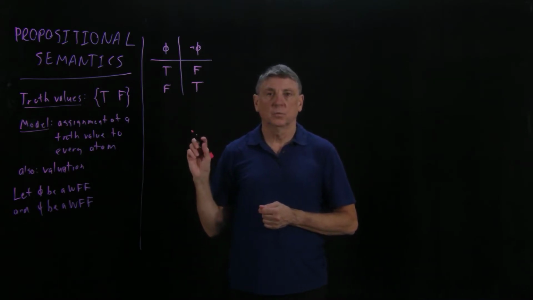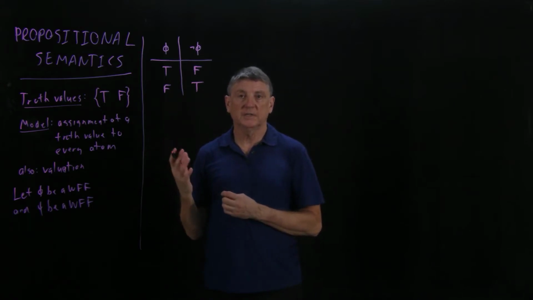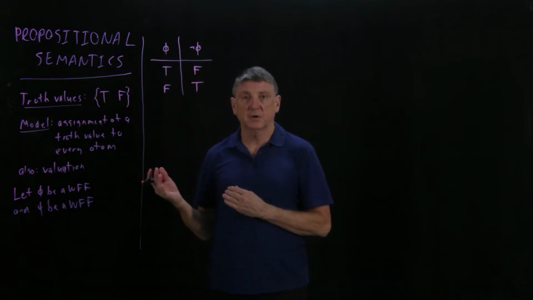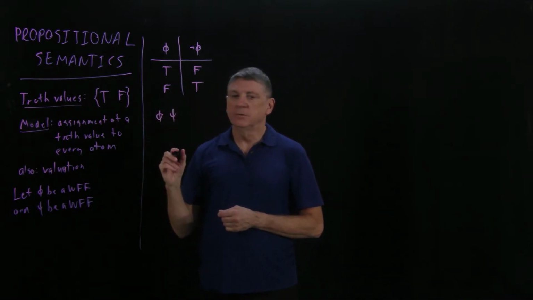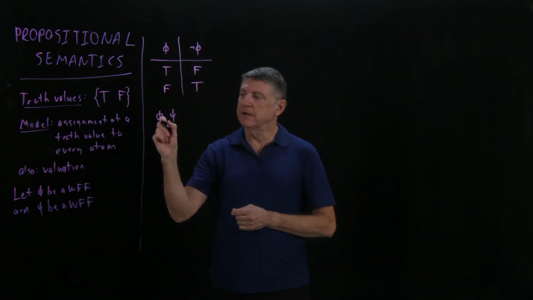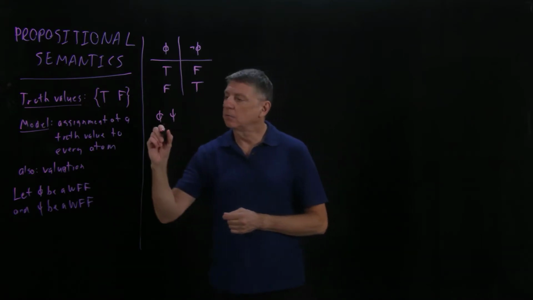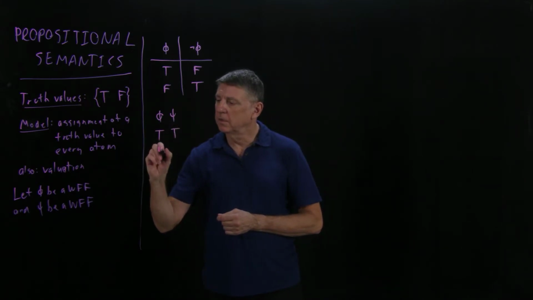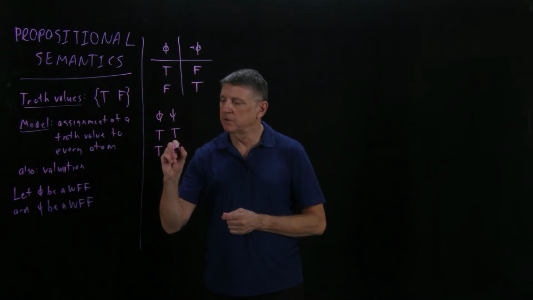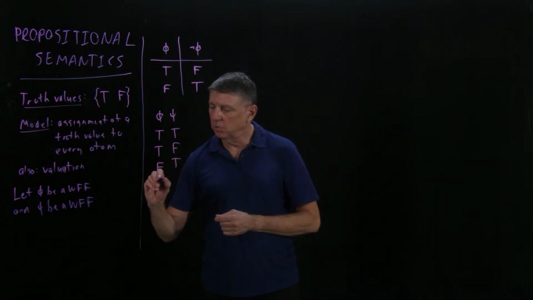The next one is conjunction. Conjunction is an operator that has two operands, the left conjunct and the right conjunct. So we have phi and psi, and between them, phi can take on two values, psi can take on two values. So in total, they can take on four values. I'll write these as both are true, or the left is true and the right is false, or the left is false and the right is true, or the left is false and the right is false.